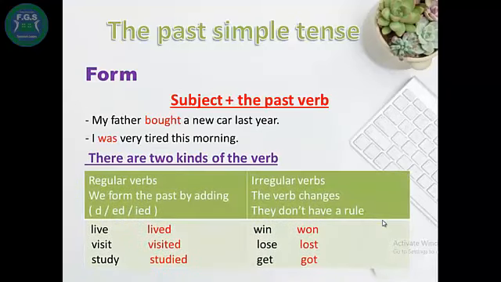Regular verbs: we form the past by adding d, ed or ied. Live, lived. Visit, visited. Study, studied. Irregular verbs: the verb changes. They don't have a rule. Win, won. Lose, lost. Get, got.